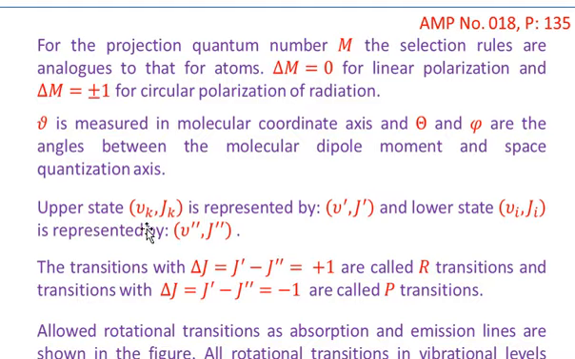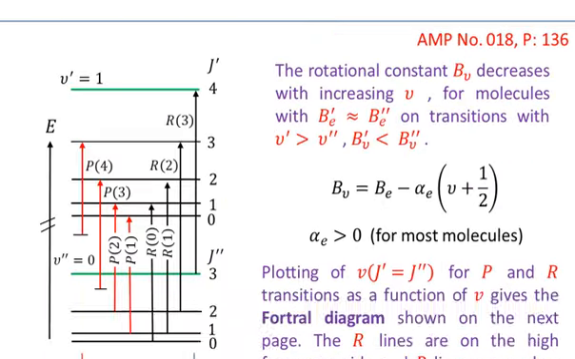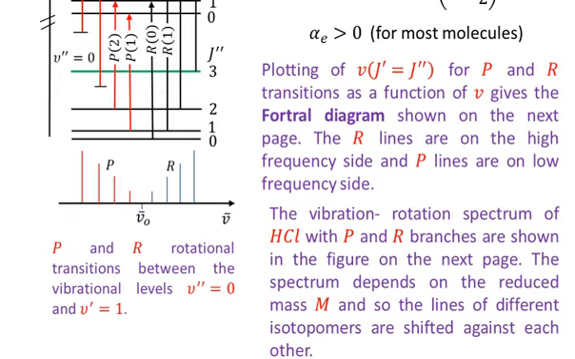The upper state V_k J_k is represented by V prime J prime, and the lower state V_i J_i will be represented by V double prime J double prime. So let me show you this in the diagram. For example, this diagram represents P and R rotational transitions between the vibrational levels V double prime equal to 0 and V single prime equal to 1.